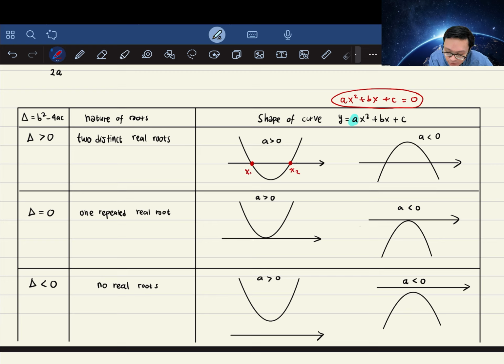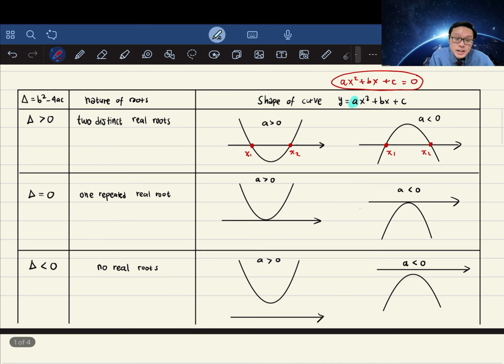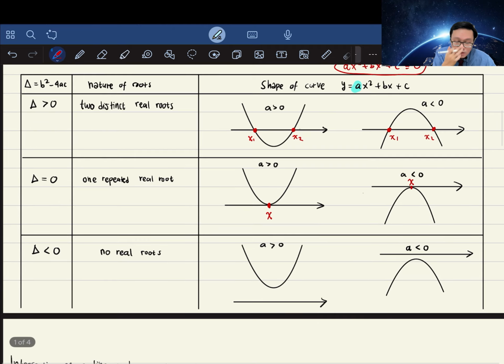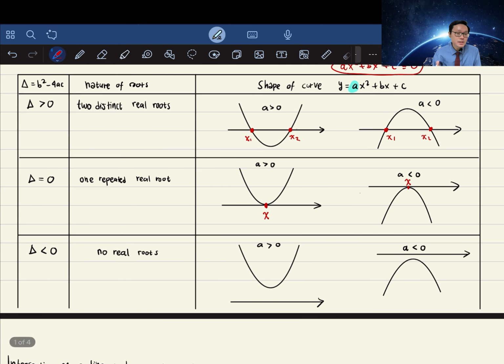Same for the second one. You have two values of x. But if you have one repeated real root, what happens with the graph? The graph only touches the x-axis. You only have one solution, which is one value of x. But if you have a negative discriminant, it means that the curve is either above the x-axis or under the x-axis without touching the x-axis, depending on the coefficient of a. So that is the shape of the curve.